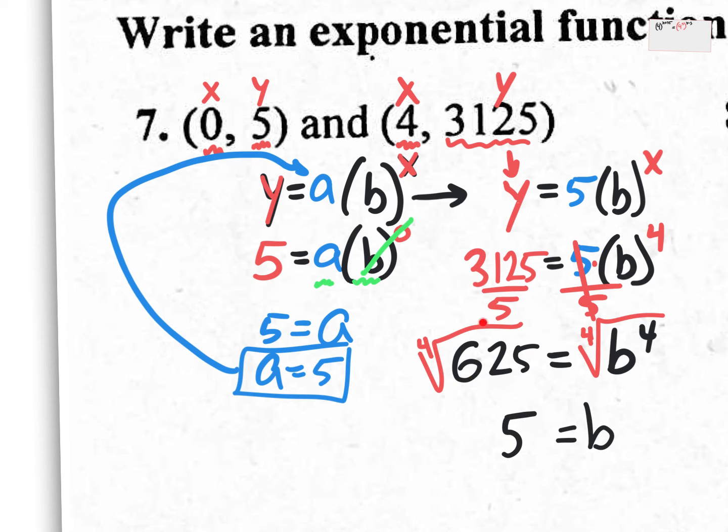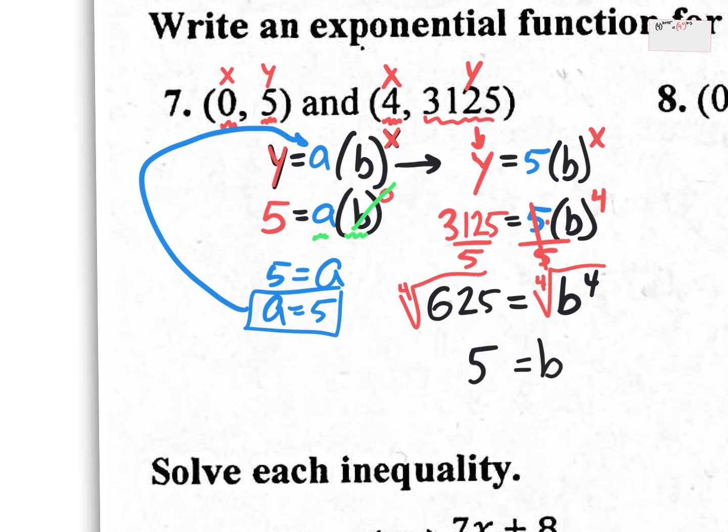If you're like, how do you figure this out? If your calculator doesn't do it, you could just start using your calculator and say, okay, what number times itself 4 times gives me 625? So if you try 4 times 4 times 4 times 4, it's not going to be 625. 5 times 5 times 5 times 5, it will be 625. So b equals 5. And now we have the information to write an exponential function. Y equals, the a value is 5, parenthesis, the b value is also 5, to the power of x.